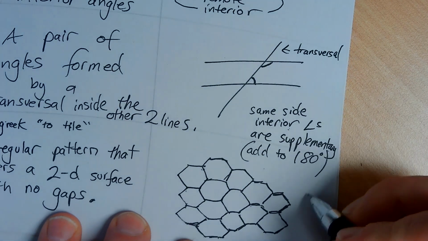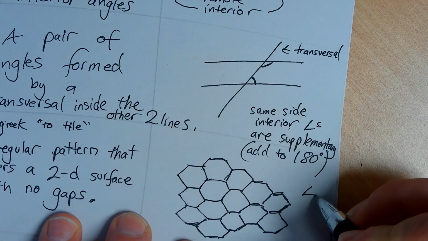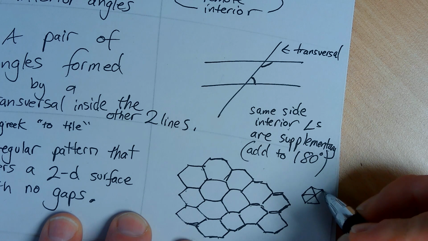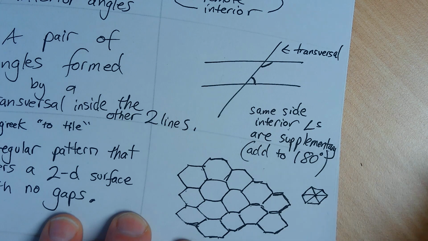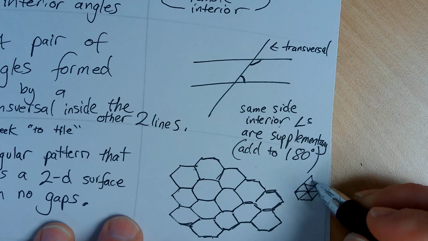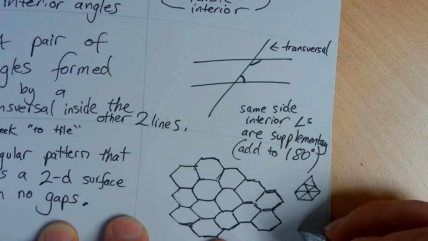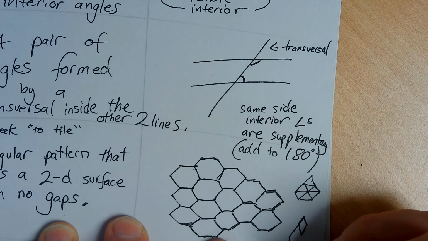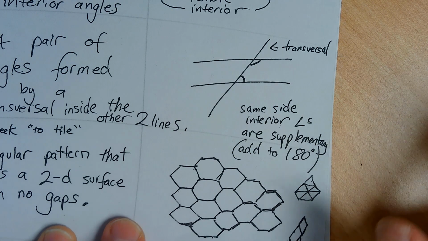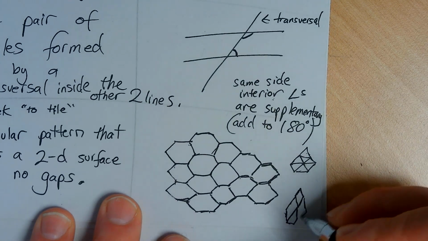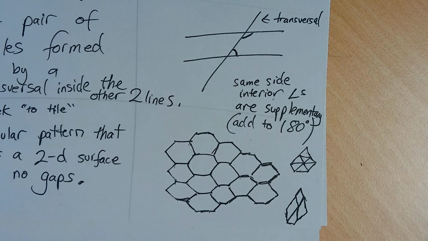Also, other shapes can tessellate. Triangles tessellate. But it looks like a bunch of triangles just make a hexagon. But you can keep going from there. Squares. And also, you can do multiple shapes. You can do rhombuses and parallelograms. All sorts of different shapes can fit together. It's a very interesting area of mathematical research, actually.